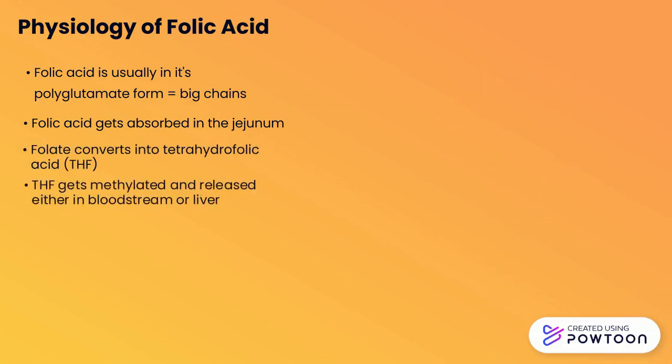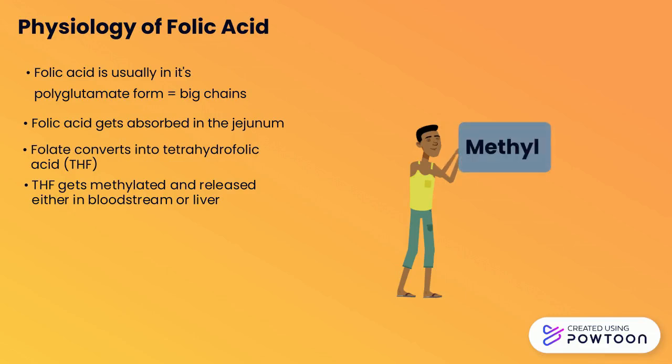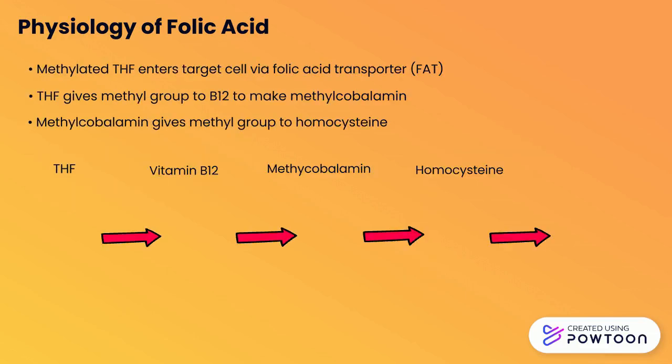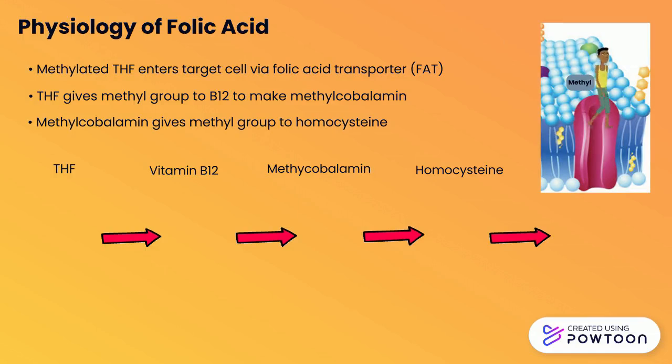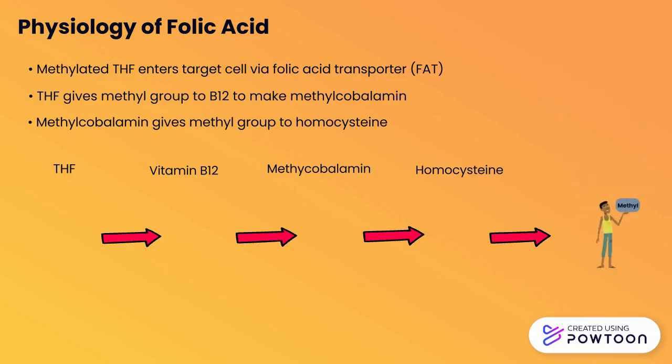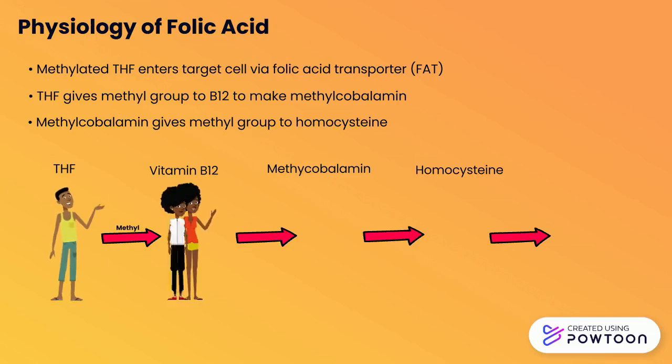THF has a big responsibility of holding a methyl group to carry outside the bloodstream to the target cell for cell division. So once the THF is methylated, it enters through the bloodstream into the target cell via the folic acid transporter, which is a gateway for methyl THF. That THF then gives its methyl group to vitamin B12, making it methylcobalamin.